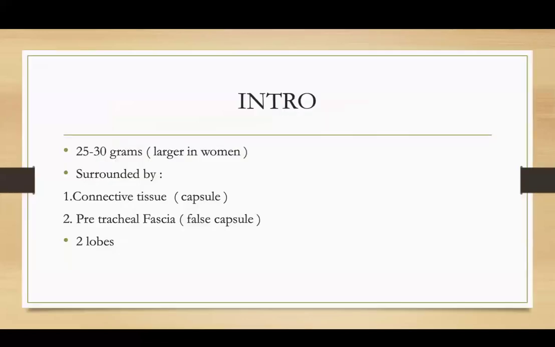So the thyroid gland is around 30 grams and it's larger in women. It's surrounded by two layers, a connective tissue, which is called the capsule, and then the pretracheal fascia, which is known as the false capsule. And both of these are very important. We'll get into them in a minute. And then it has two lobes usually, but there may be a third lobe in some people, and we'll again discuss that in a bit.